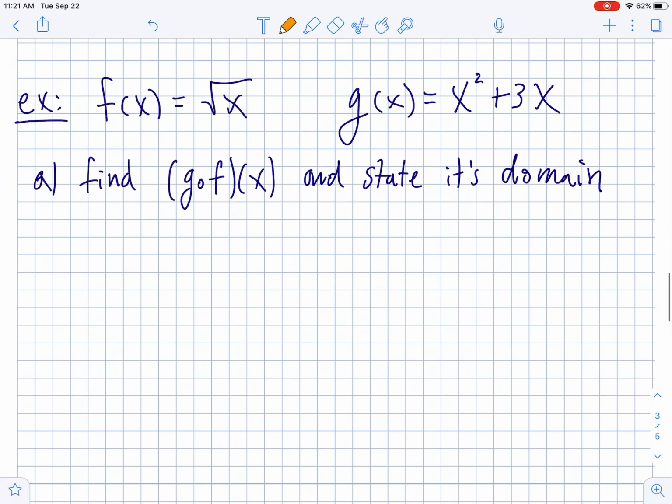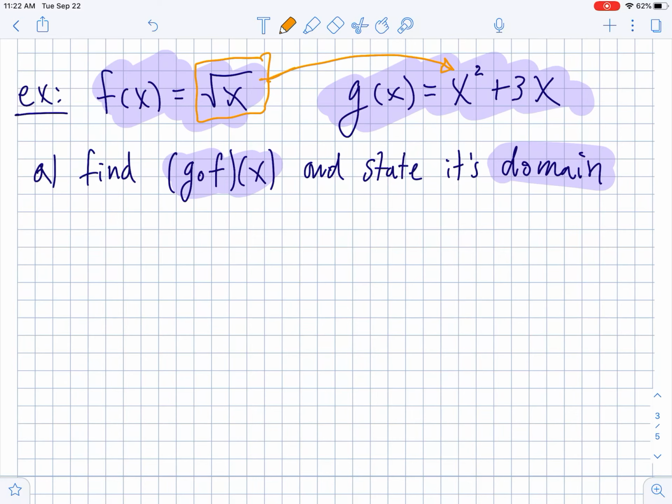All right, last problem. We got 2 new functions. We got an f of x equals the square root of x, and we got a g of x equals x squared plus 3x. First up, we are going to find g o f x, which is g of f of x, and then we're going to state its domain. Okay, here we go.